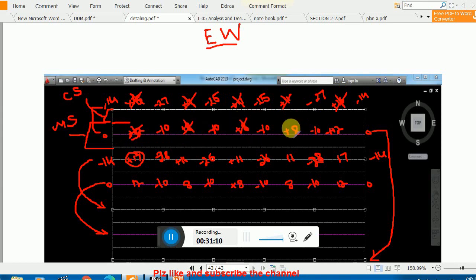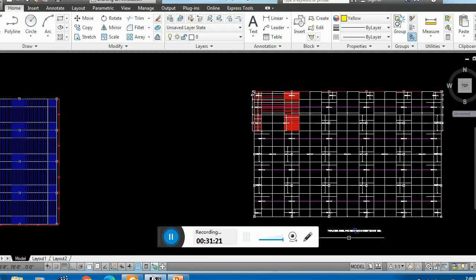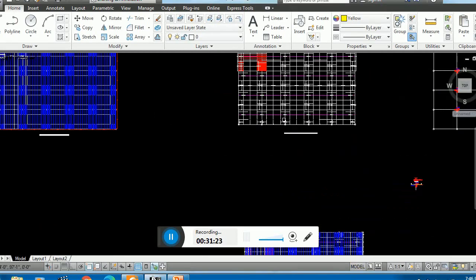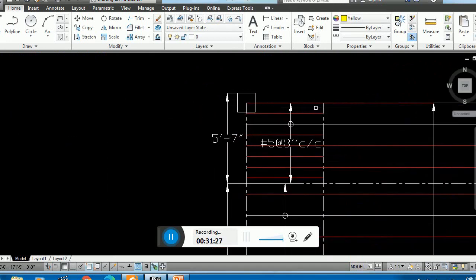Now, for minus 14, what amount of steel am I using? Here we have already explained, this is the east-west direction, and the bars I am providing in the east-west direction are number 5 at the rate of 8 inch center to center. And if you are providing 8 inch center to center, will it cover the moment or not?